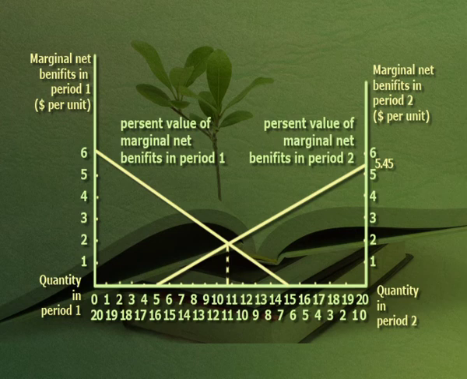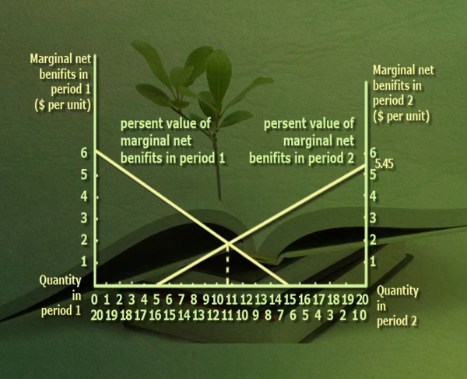Note that the sum of the two allocations in the figure is always 20. The left hand axis represents an allocation of all 20 units to period 2, and the right hand axis represents an allocation entirely to period 1.